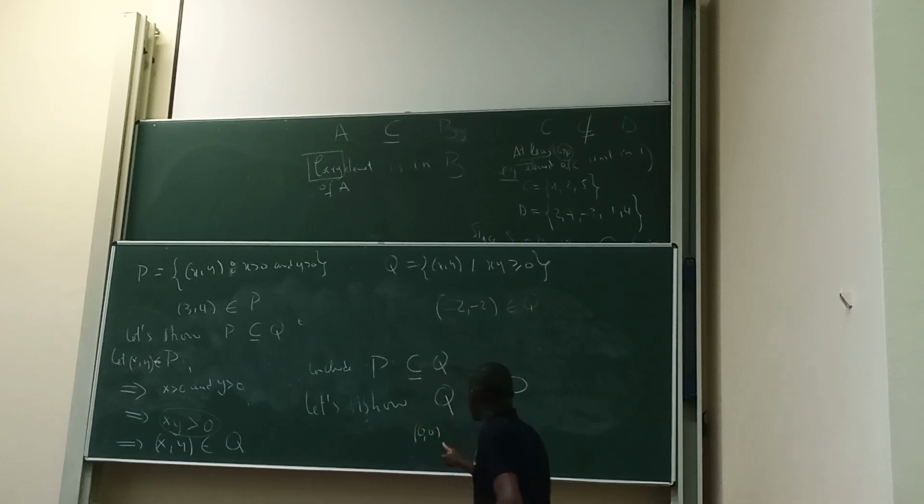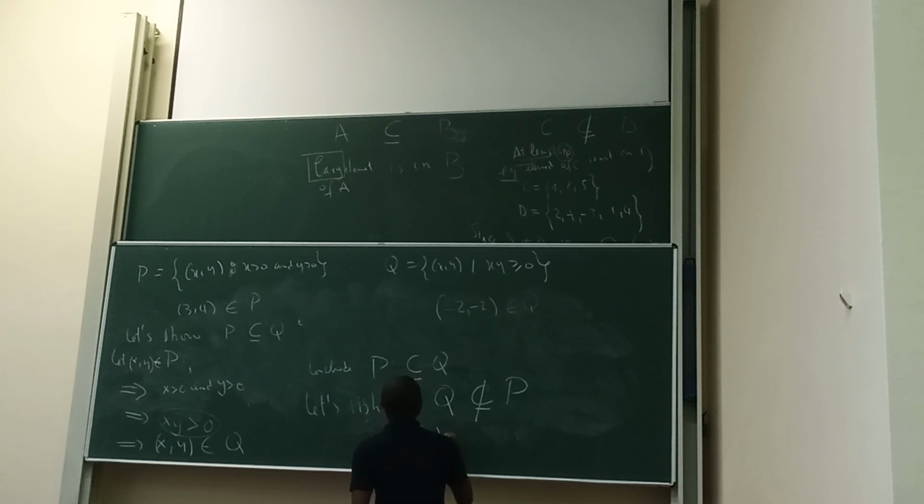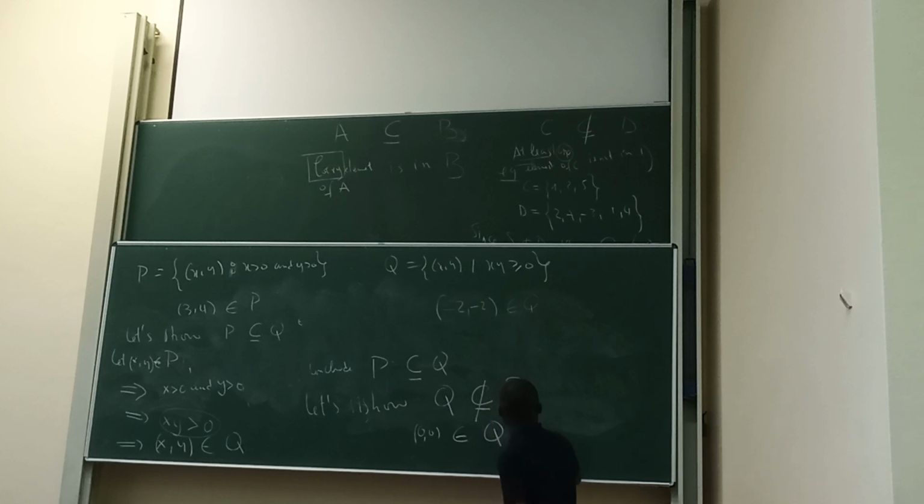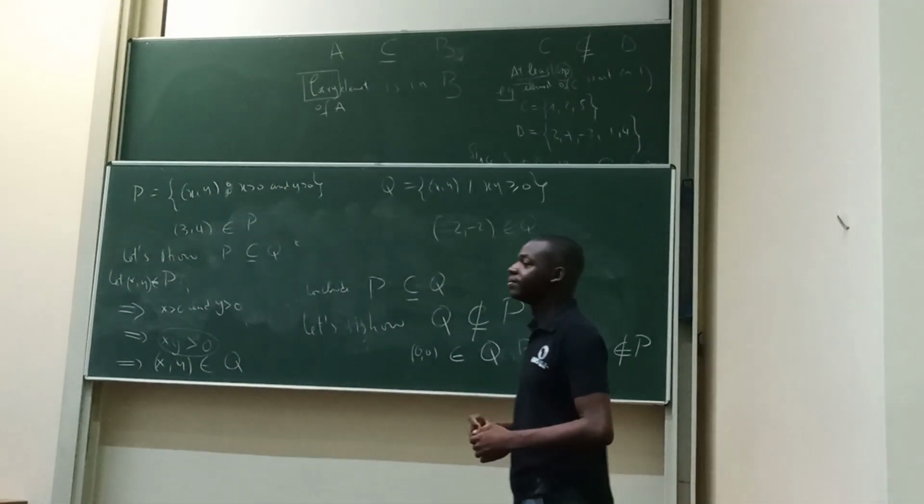So (x, y) is (0, 0). Is it in Q? Yes. And is it in P? No. That's correct. That's a good example. So the product of x and y is 0, so (0, 0) is in Q, but (0, 0) is not in P. Yeah, that's a good example.